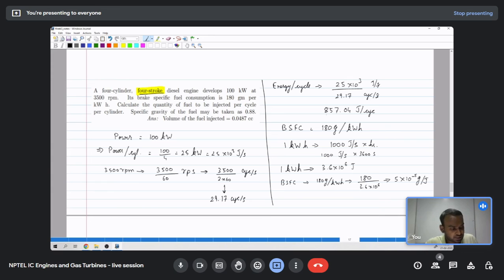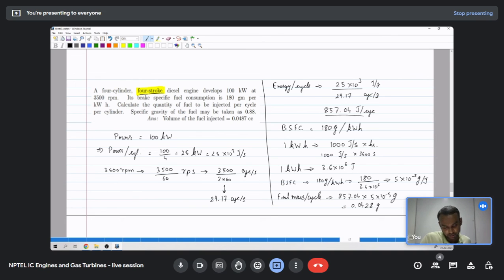We know the energy per cycle is 857, so that means the fuel mass per cycle is 857.04 into 5 into 10 power minus 5 grams. This is 0.0428 grams of fuel needed for every cycle.